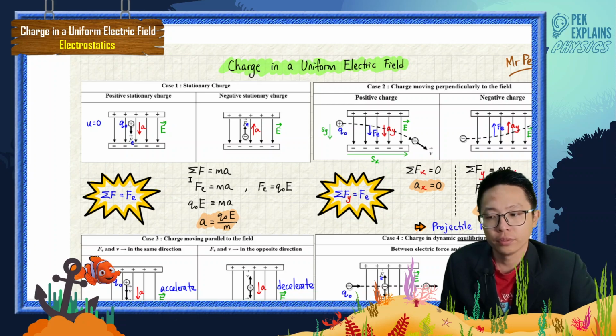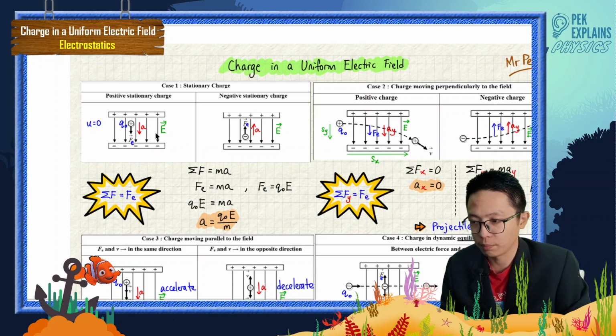So you apply Newton's second law. Total F equal to ma. The only force experienced by the test charge is the electric force, so we substitute: electrostatic force equal to ma. And we know that electric force equal to Q naught E, the test charge times the electric field strength between the 2 plates.